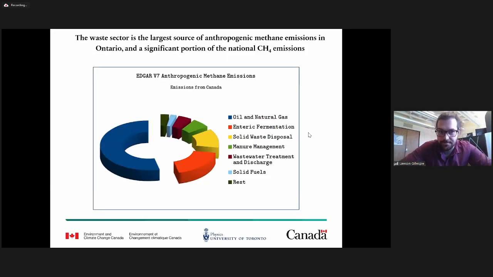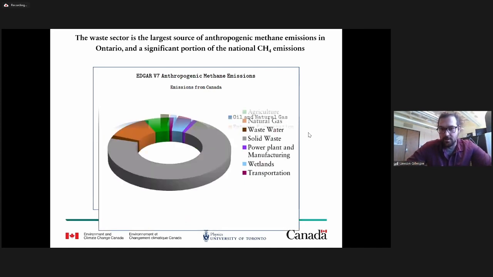So across the country, the majority of our anthropogenic methane emissions come from the oil and gas sector, but those are largely found in Alberta and Saskatchewan. So not necessarily of concern for my domain of study. The next largest source nationally is enteric fermentation. So this is the belching cows problem. And then the third largest source would be solid waste disposal.